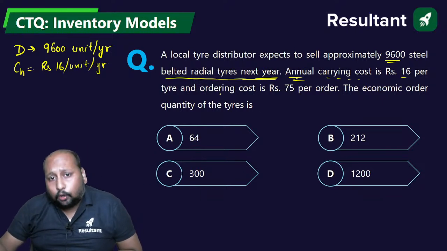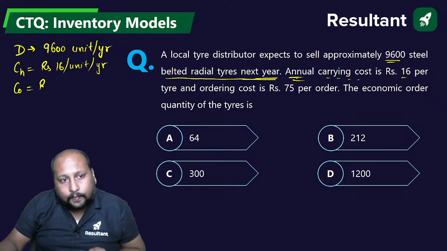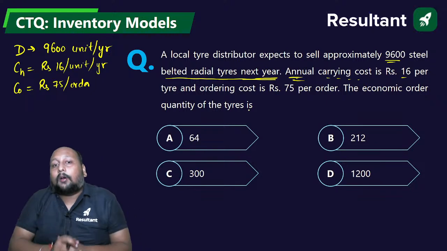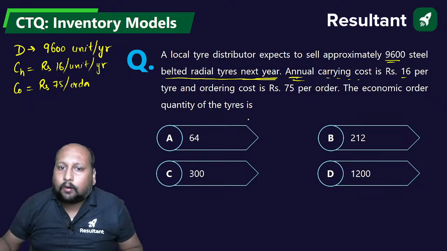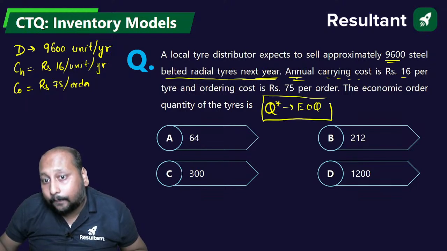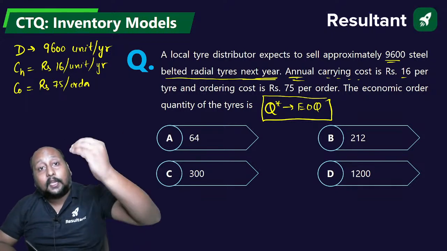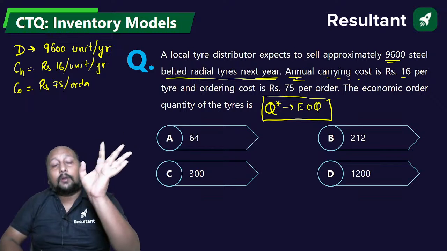So always check the unit whenever they are asking a question from the inventory model. Okay, next is ordering cost is rupees 75 per order. Perfect. CO is equal to rupees 75 per order. Now they are asking what is the economic order quantity? Normally economic order quantity is denoted by Q star. That means the optimum level of inventory that I need to place in order to get the minimum total cost.